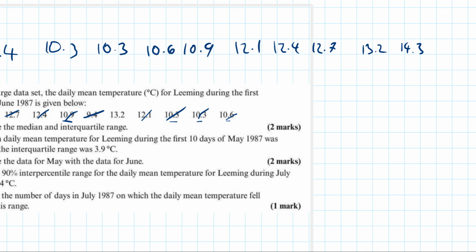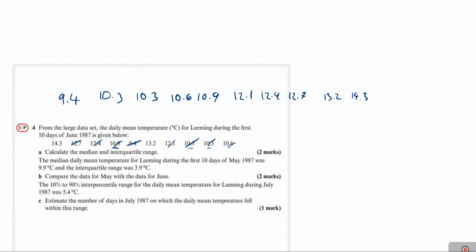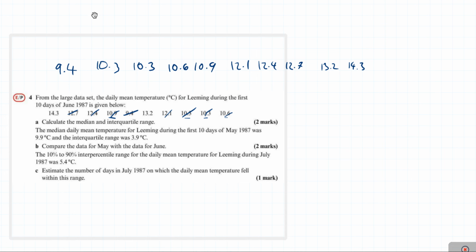Okay, so that's our values in order. Then we need to calculate the median. To calculate the median, you can do the old-fashioned GCSE way: start from the end and work downwards. So we just cross, cross, cross, and cross. And we find that the median here, it's an even number of values, so the median will lie between 10.9 and 12.1.